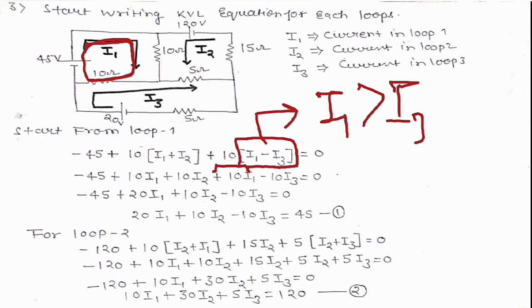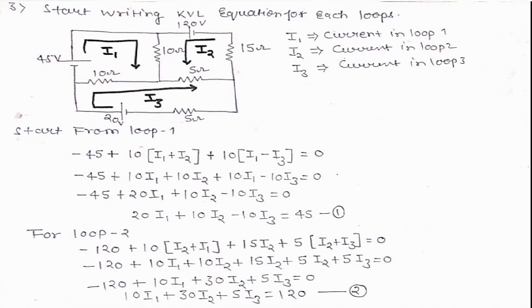So we do not say that we will do I3 minus I1 or I1 minus I3. First of all, we will have to assume, if I am writing down the equation of loop number 1, then I1 should be greater than I3. So for the loop number 1 equation, we will write it down like this. Then we solve this.